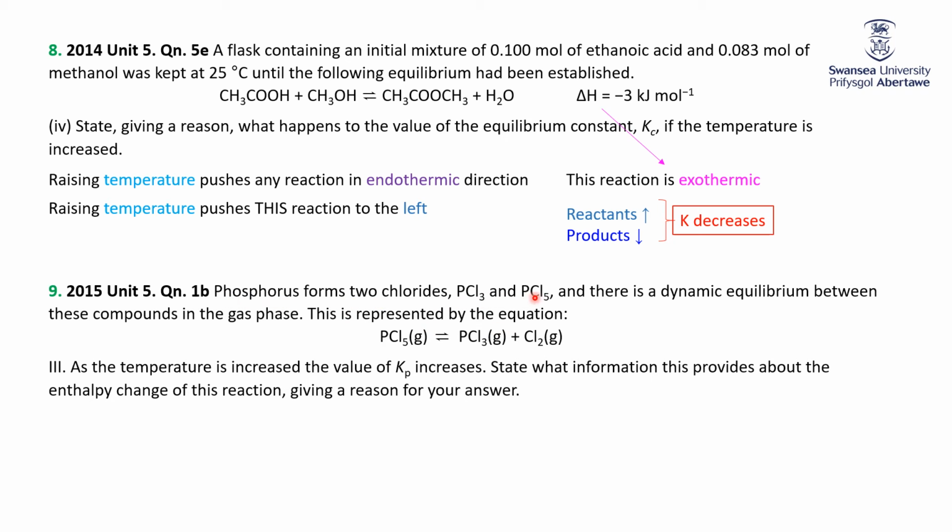Phosphorus forms two chlorides, with a dynamic equilibrium between them, represented by this equation. As the temperature is increased, the value of Kp increases. What information does this provide about the enthalpy change of the reaction?